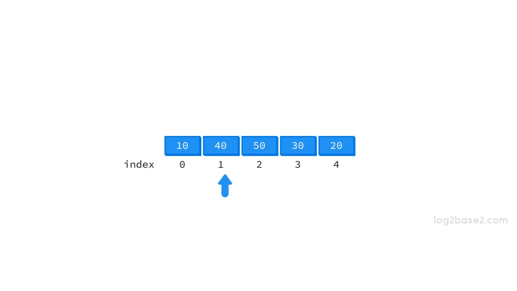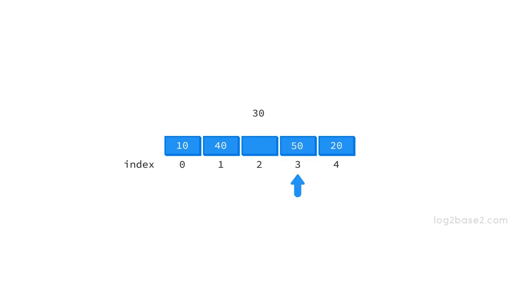Now take the third number, which is 50, and compare it with the previous number 40. And 50 is greater than 40, so no need to change the positions. Now the first three numbers are sorted. Now take the fourth number, which is 30, and compare it with the previous number 50. And 30 is lesser than 50. So 50 should only come after 30, so place 50 in the fourth position.